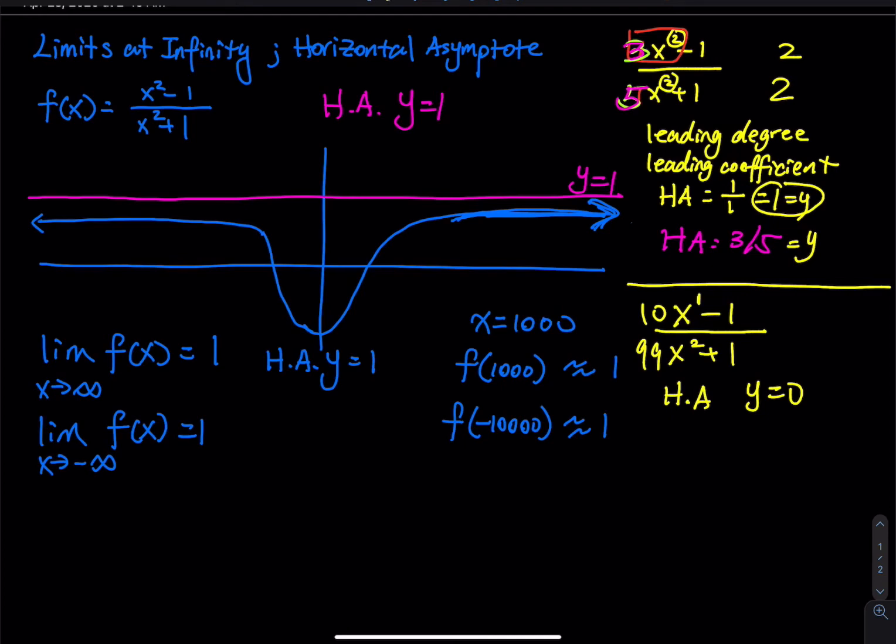What if the degree of the top is greater than the degree of the bottom? Then that one is the hardest case. So let's say you have x to the 5 minus 1 divided by x squared plus 1. Then what is the horizontal asymptote? This is hard. So in this case, there is a slant asymptote, S-L-A-N-T asymptote, or you can call this an oblique asymptote.